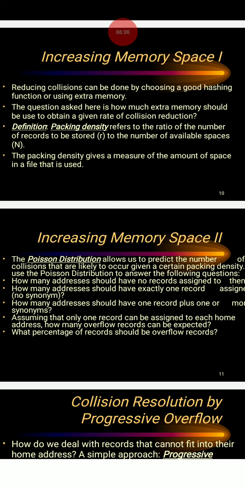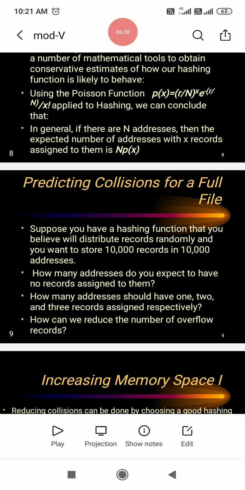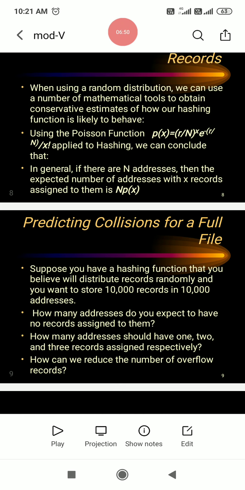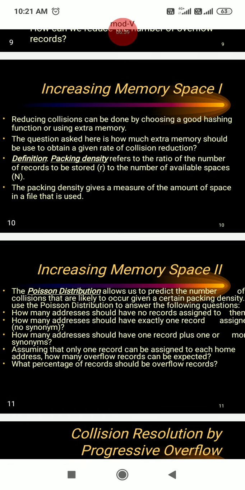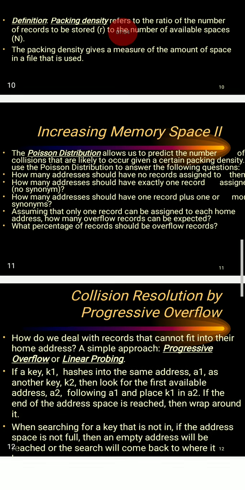Based on the Poisson distribution, we are calculating the number of records. For example, the Poisson function is P of x equal to (r divided by n) raised to x, into e raised to minus r by n. Here r is the number of records and n is the number of addresses. Based on that value you apply it to find how many records you have. So based on this you calculate p of 0, p of 1, p of 2, p of 3, and in this way you calculate the different values.